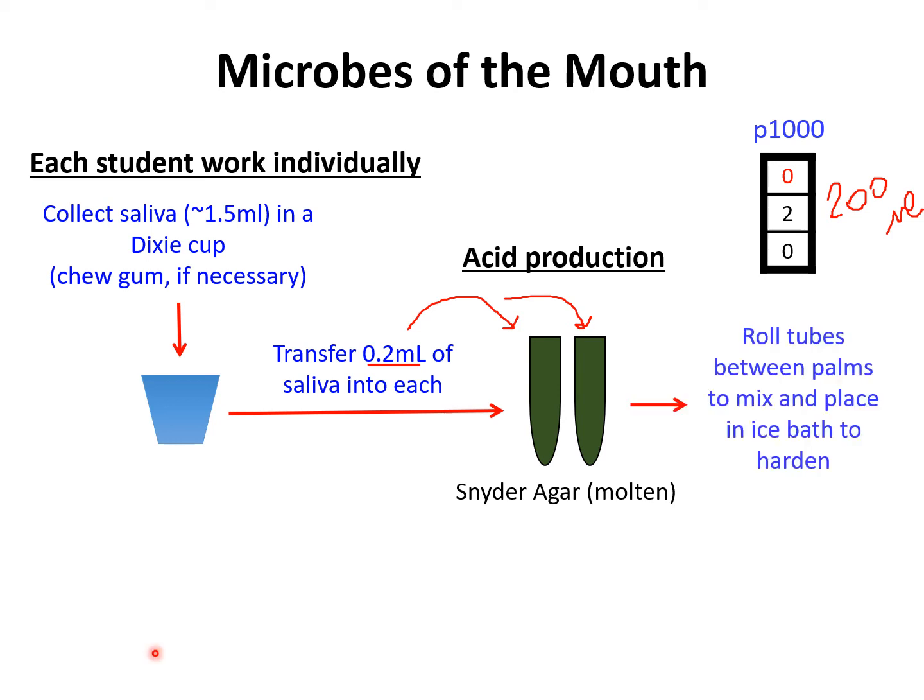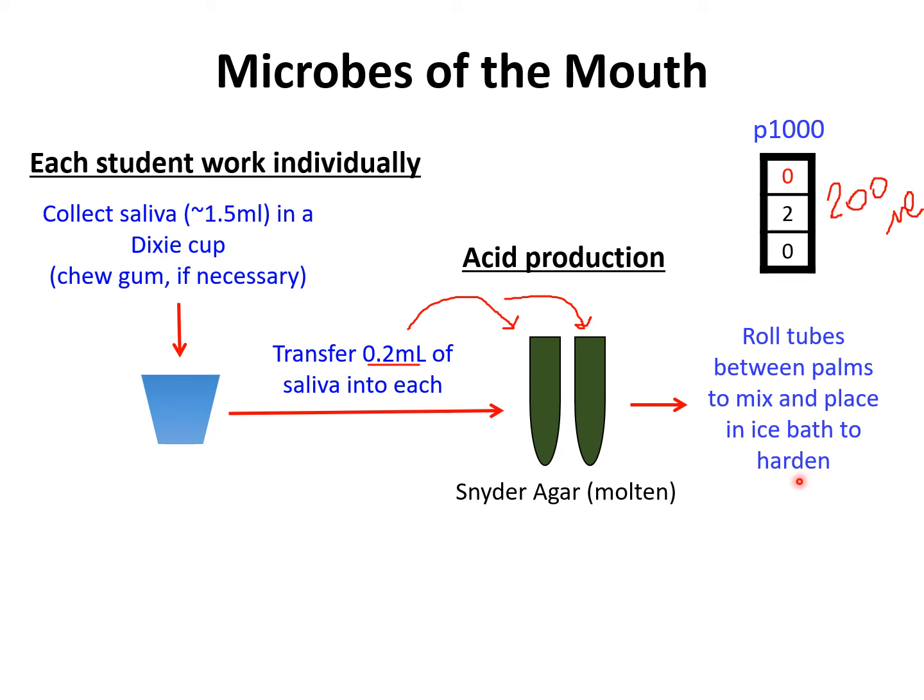And then you go ahead and grab those tubes and just roll them between the palms of your hands so that you can mix your saliva into that media. And then you place it in the ice bath. Why are we going to place those tubes in the ice bath? Because we want to harden the agar.